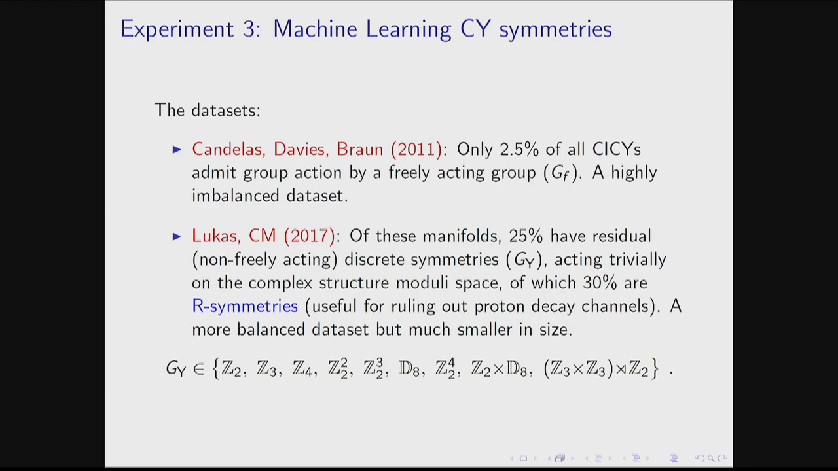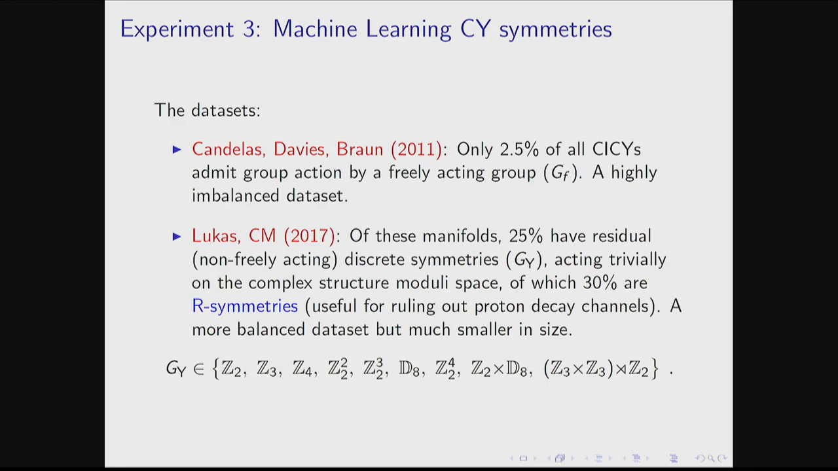technical group theory, representation theory paper, where he performed a classification of all freely acting symmetries realized on complete intersection Calabi-Yau threefolds. And he found that only 2.5% of all CICYs, so a mere 195 of them out of 7,890, actually admit discrete symmetries by a freely acting group.